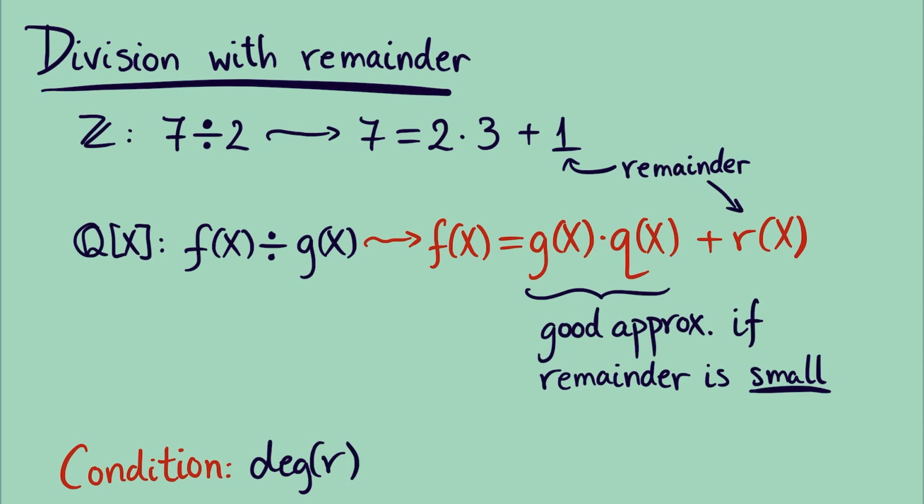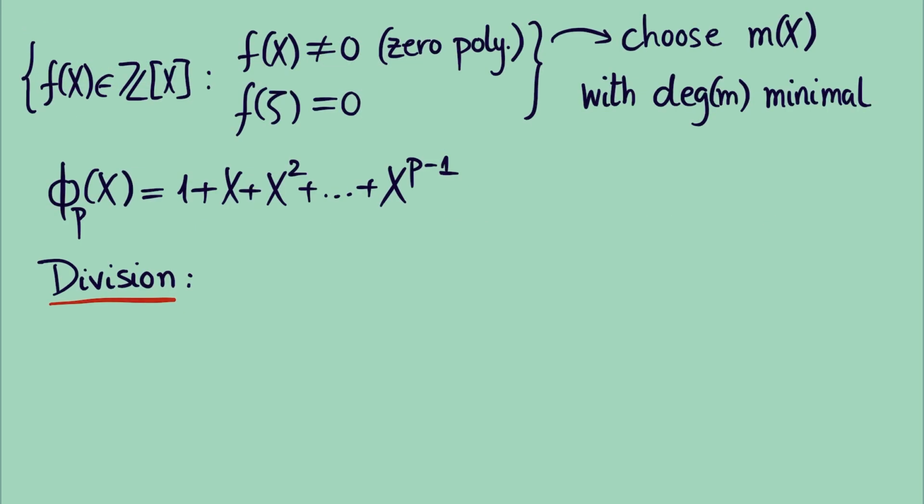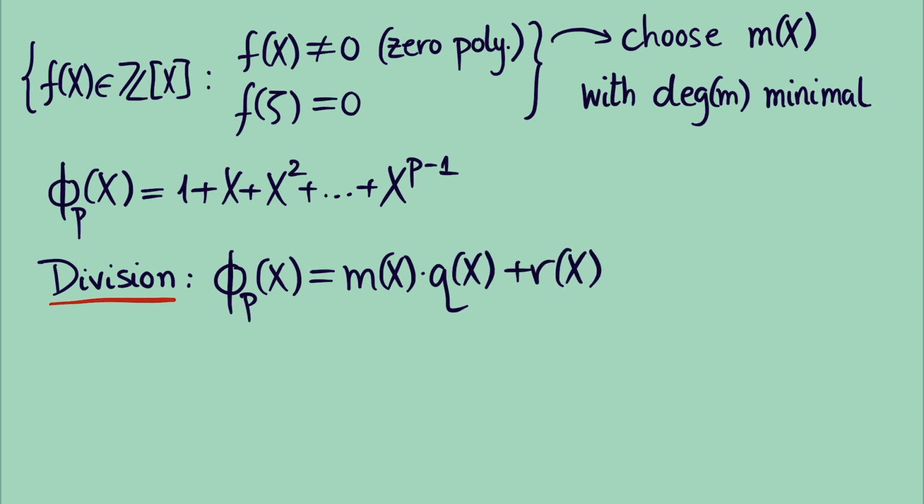For polynomials, the right thing to ask for here is that the degree of r should be smaller than that of g. Now let's go back to our problem and see what happens if we divide phi by m. This is a classical argument. We get a quotient polynomial q and a remainder r.